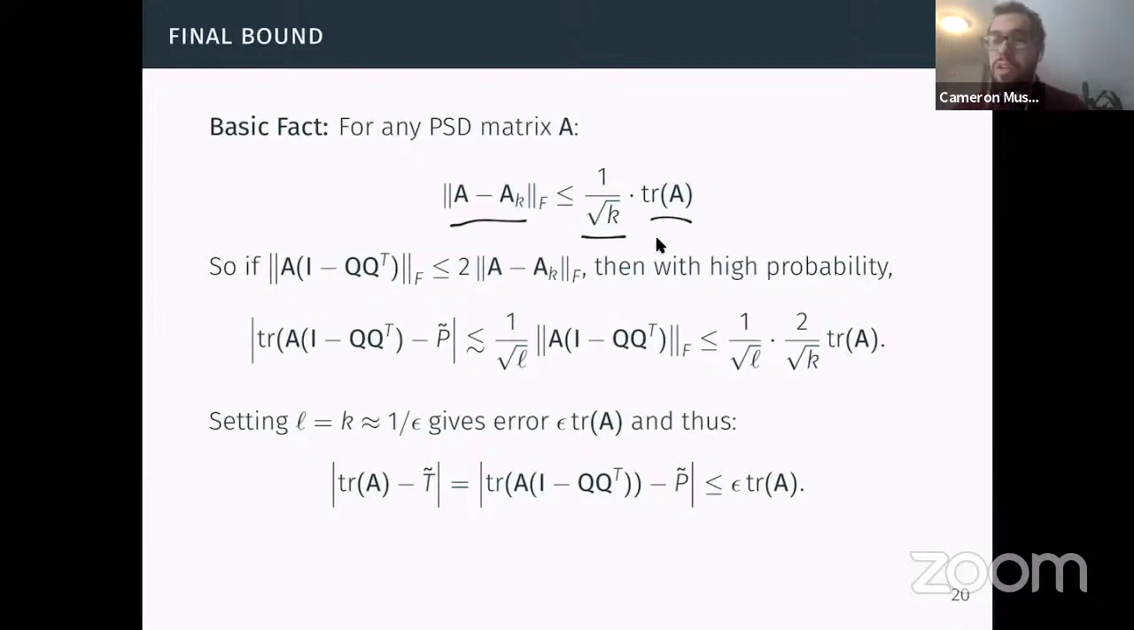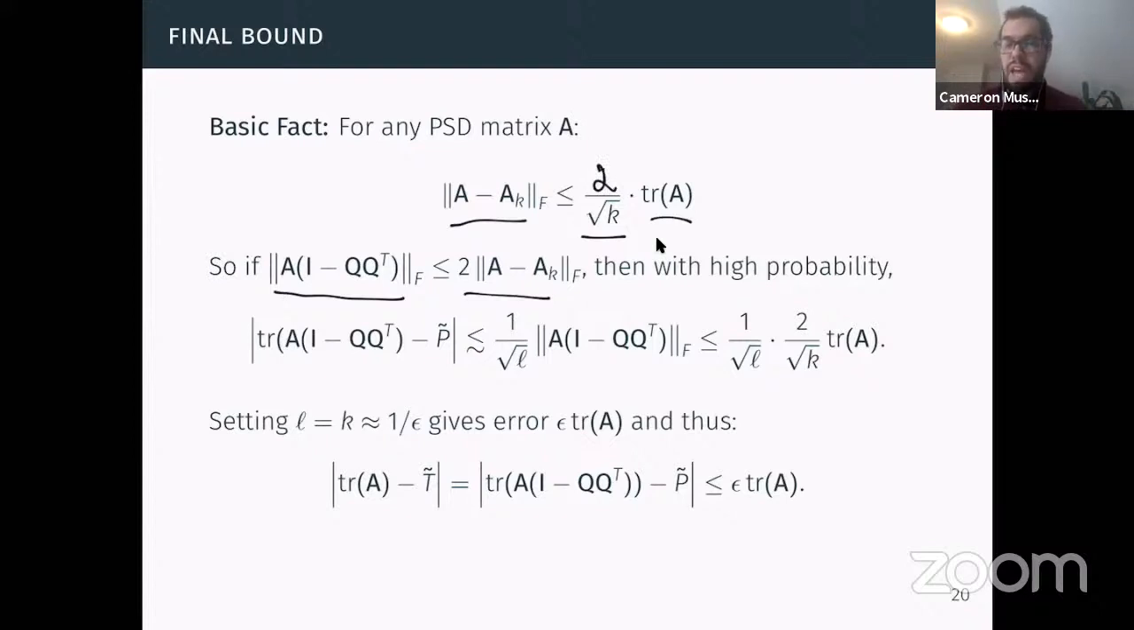So if I use the guarantee from the previous slide, what that means is that the Frobenius norm of A minus A Q Q transpose, where Q is my approximation to my top eigenspace, is less than 2 times the optimal Frobenius norm error, meaning it's less than 2 over square root of K times the trace, okay?